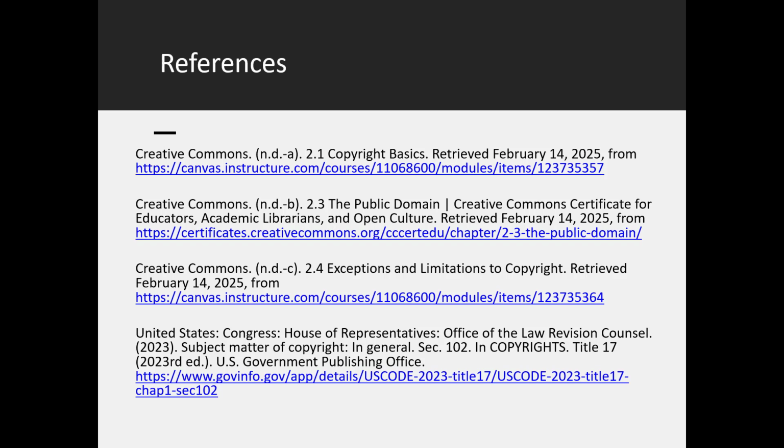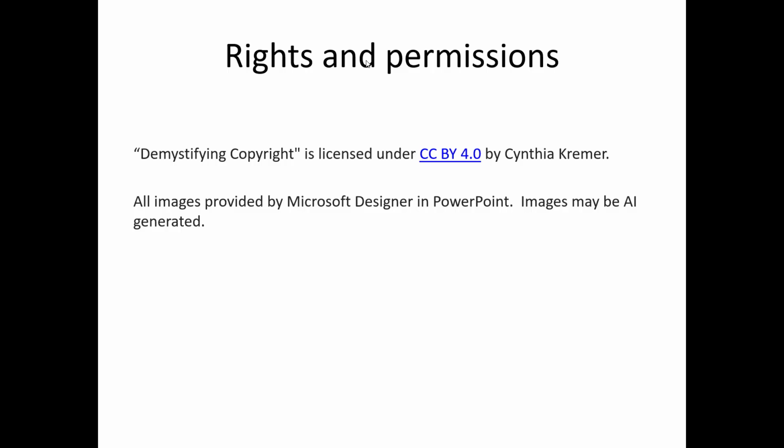That wraps up demystifying copyright. Here's some of the sources I used. A lot of them are from the Creative Commons certificate for educators, as well as one reference to the law.